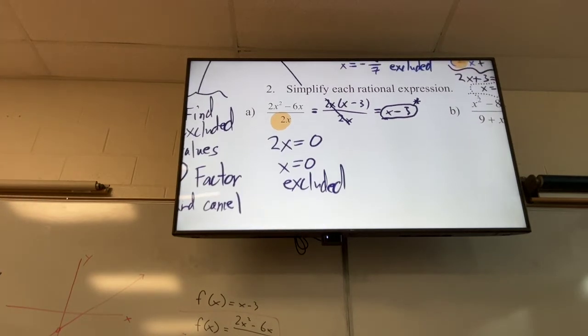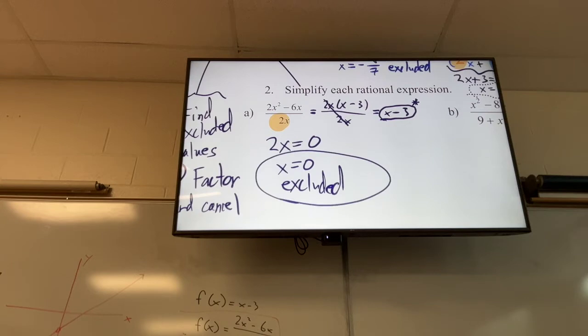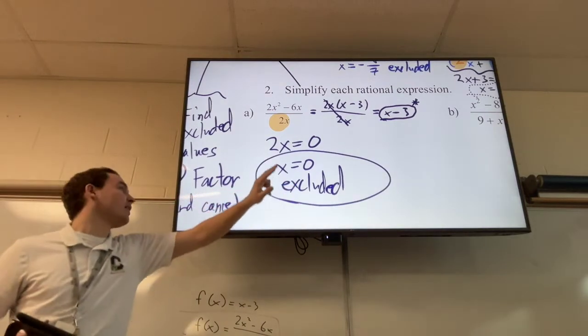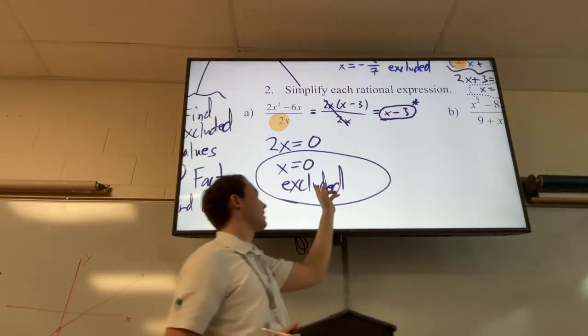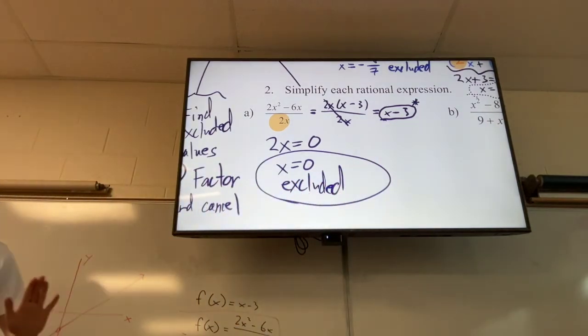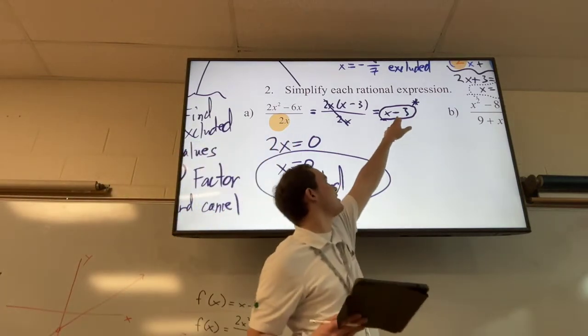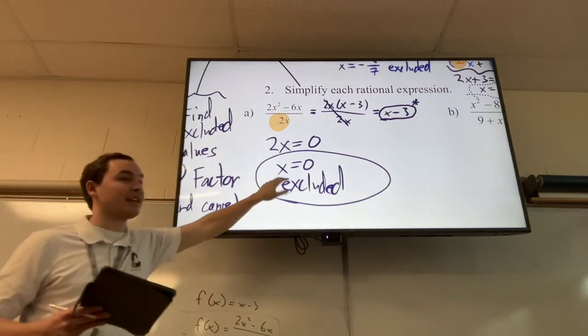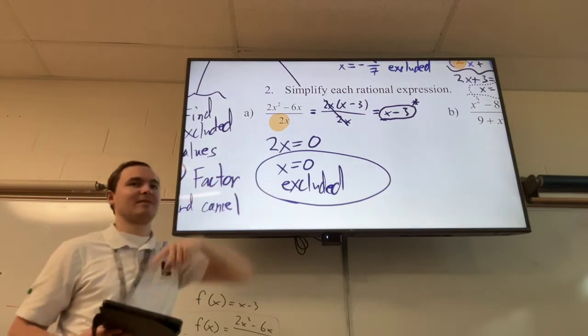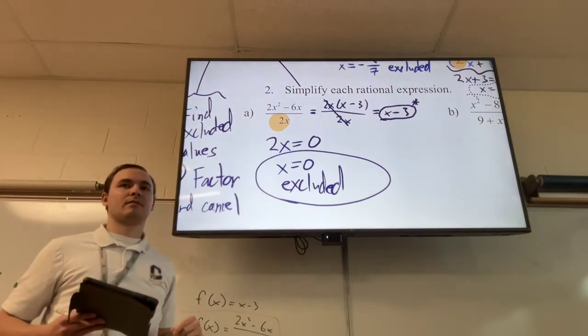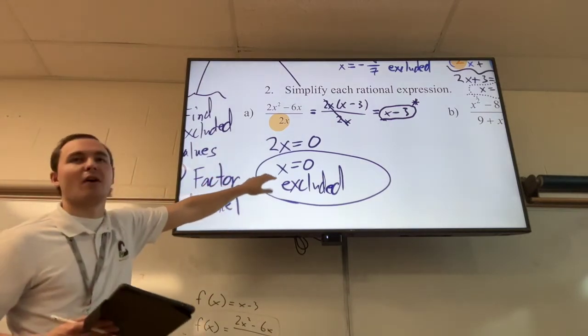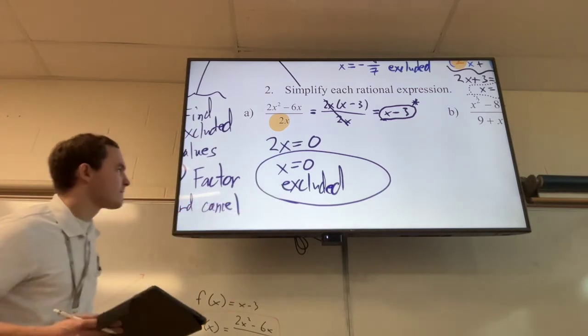That's why we also need to circle the excluded value. So it's equal to x minus 3 except for this excluded value. Does that make sense? The function is the exact same as x minus 3 except for this one value that gets excluded from the original function. Okay? There's two parts of one answer. Yeah.